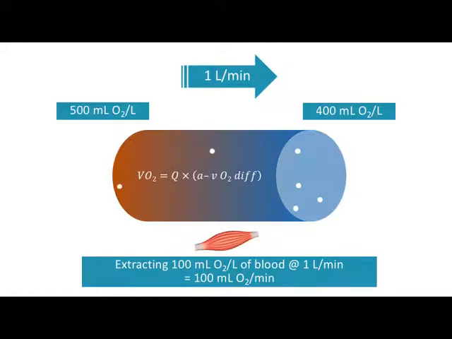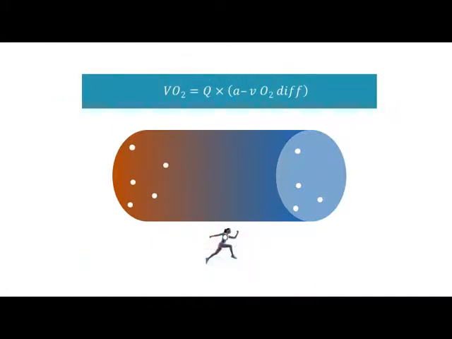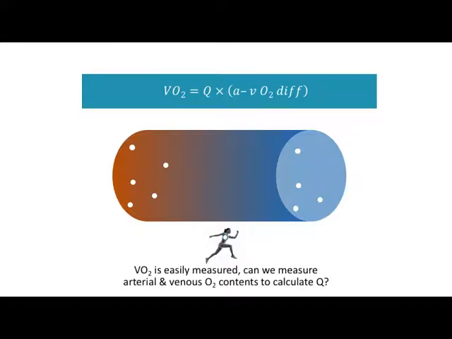We don't care so much about the muscle. We care about the whole body. If we can do the same process, but at the whole body level, then we can calculate whole body flow. VO2 at the whole body level is easy to measure. We have metabolic carts that can do that. In a pinch, we can calculate it ourselves.